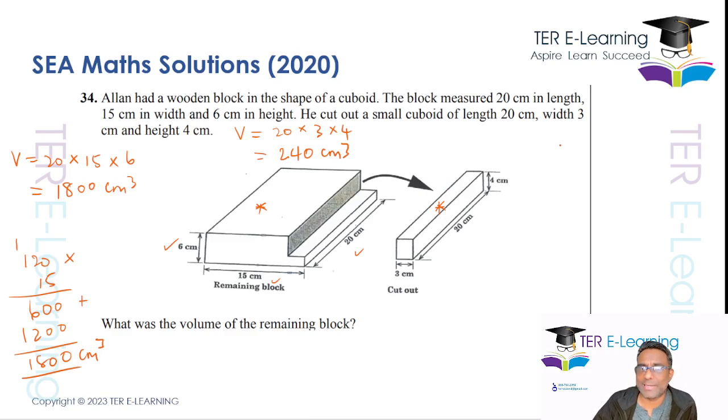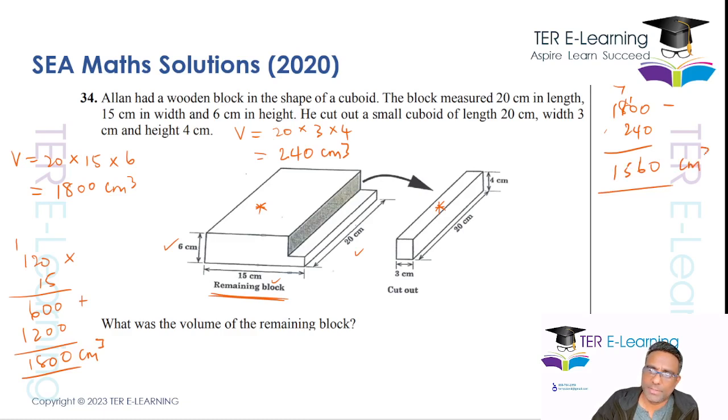So if you want to get the actual volume of the remaining block, we have to subtract those two numbers. So that's simply going to be 1800 minus 240. We need to do some borrowing here. Right, we just need to borrow there. So 0 minus 0 is 0, 10 minus 4 is 6, 7 minus 2 is 5. So this is going to be 1560 cm cubed. So that's the volume of my remaining block. That's what I want.